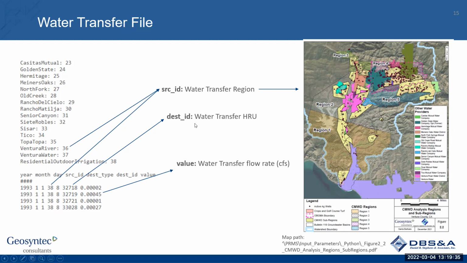And the destination ID column, which is this column here, that's just the HRU number that the water transfer flow rate, which is in CFS, is being applied to. So that's the path in which you'll find this PDF map, which is also in the report.